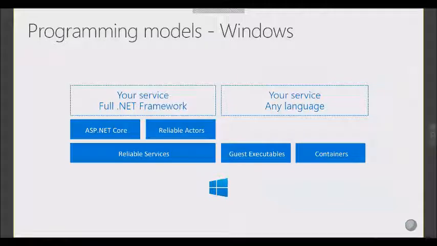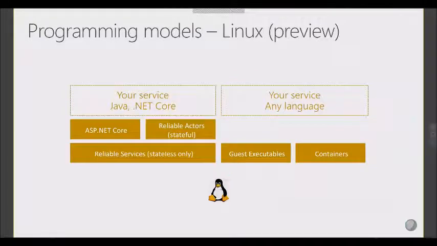Coming back to the programming model, just to give you a brief flavor of what's there, what's coming. So we have your existing .NET code which you can run. You can run it on ASP.NET Core. You can use reliable actors, reliable services, and run guest executables and containers on Windows. So that's what's there today. And then we have a preview for Linux, which is currently also available in Azure, where you can run .NET Core code and also executables and containers.